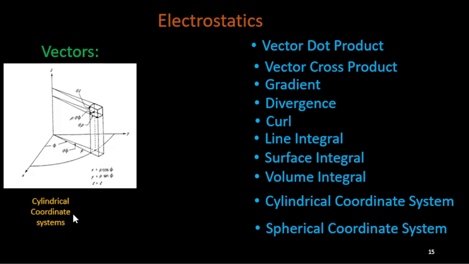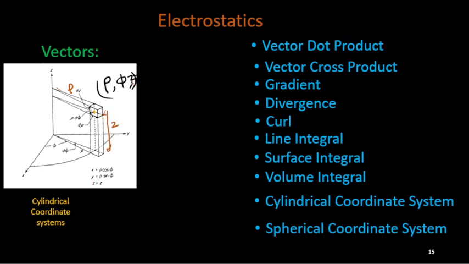So in cylindrical coordinate systems, we have any point P. This point P we can write in three forms: rho, phi, and z. So these three are important. The rho is the distance from the z axis, phi is the angle with the x axis, and z is the vertical height.